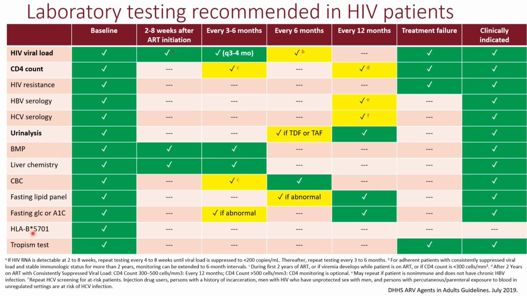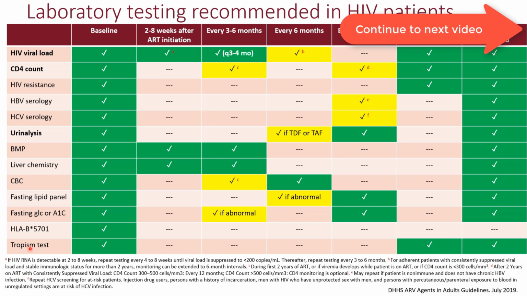HLA-B*5701, you really don't need to repeat it once you get it at baseline. And that's only if you need abacavir. So if abacavir is not in the picture, you never need the HLA-B*5701. Tropism, you only need it if someone is on maraviroc. If maraviroc is not in the picture, you never need it. So if you are to use maraviroc, you need it at baseline. And then if the patient has treatment failure, you need to recheck tropism, and if clinically needed. You can use maraviroc if the tropism test shows CCR5, not CXCR4.